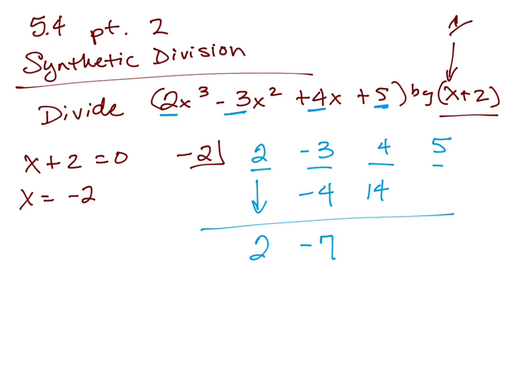Add 4 and 14, what do you get? 18. 18 times negative 2. Negative 36. Negative 36 plus 5. Negative 31.